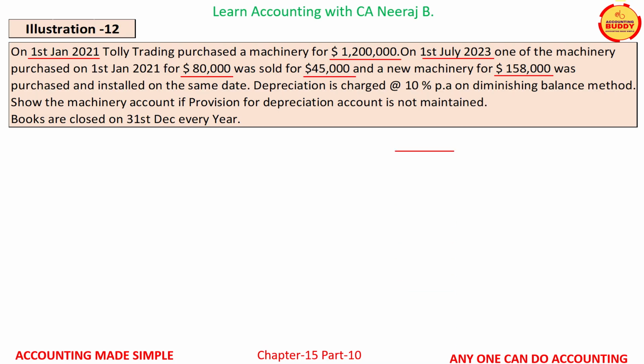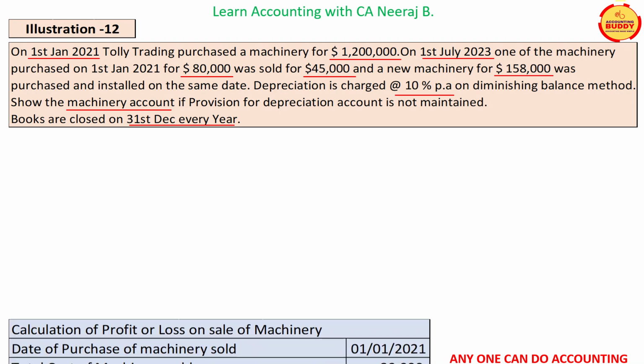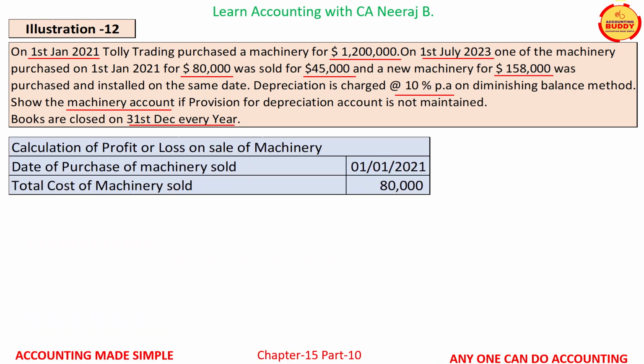Depreciation is charged at the rate of 10% per annum on the diminishing balance method. Show the machinery account if the provision for depreciation is not maintained. Books are closed on 31st December every year. Let us first calculate the profit or loss on sale of the machinery.